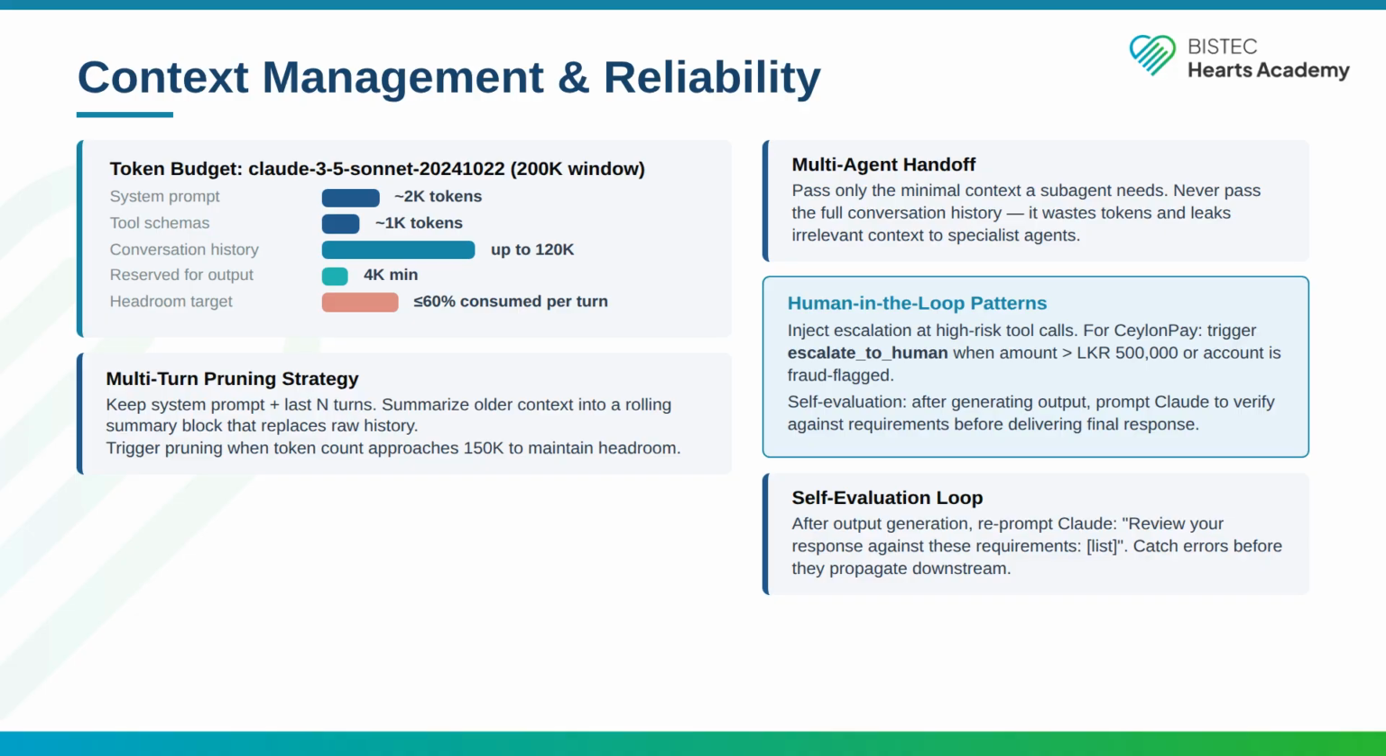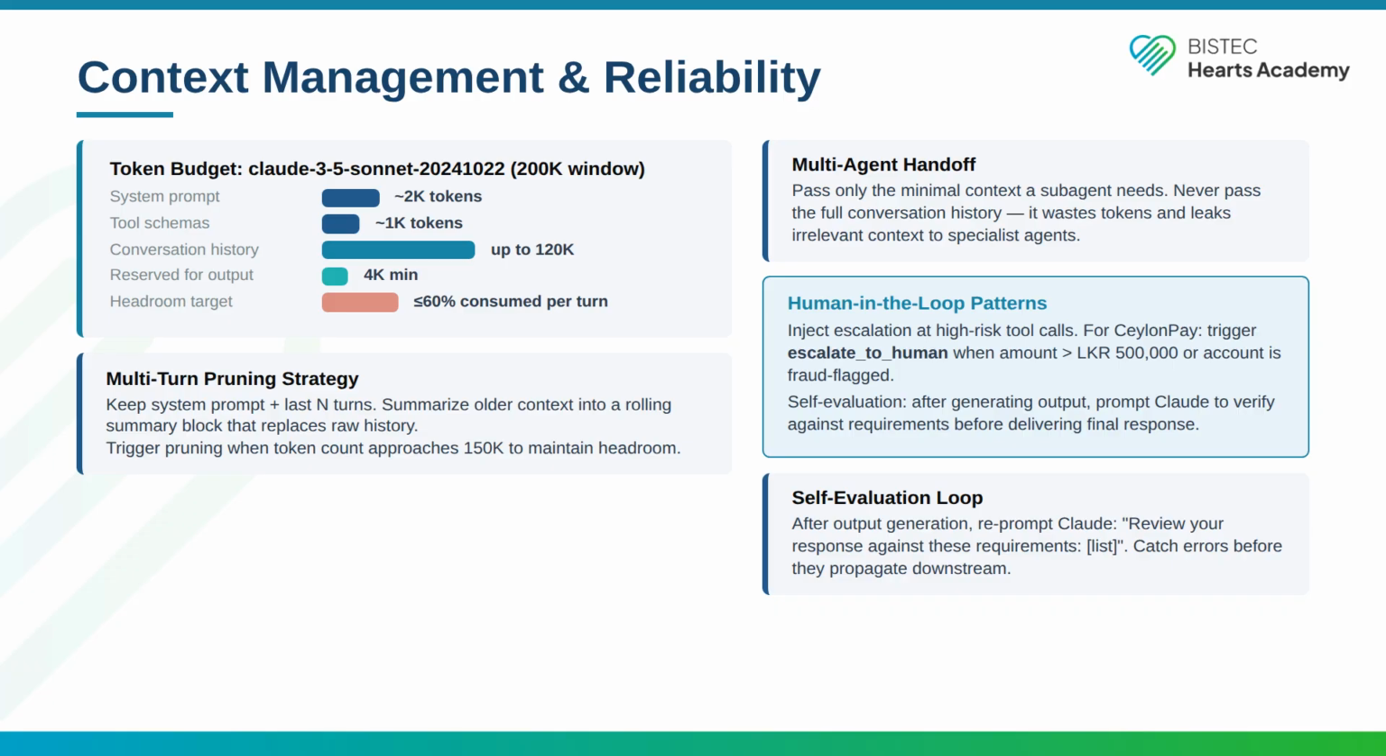Multi-agent handoffs require a minimal context principle. When the orchestrator delegates to a payment specialist, it should not pass the full conversation history. It should pass a scoped payload: customer account ID, transaction ID, a specific question to resolve, and relevant constraints. Full history passed to every subagent wastes tokens and leaks context that the specialist doesn't need and shouldn't have.